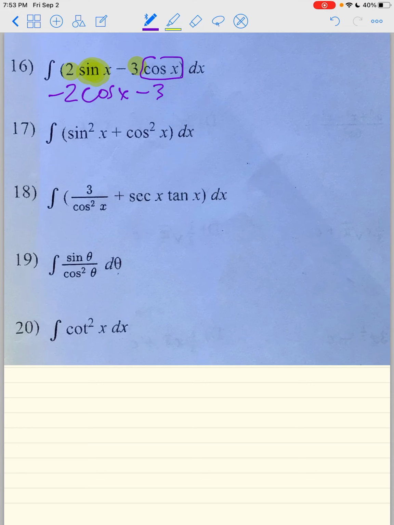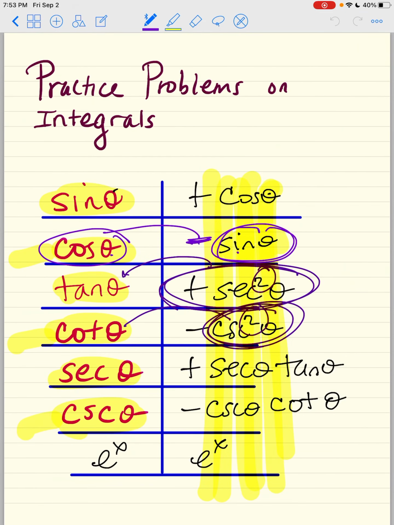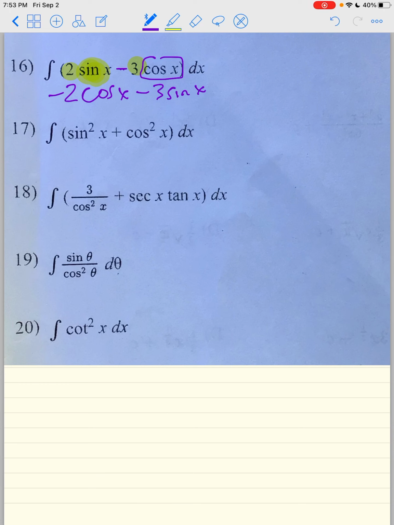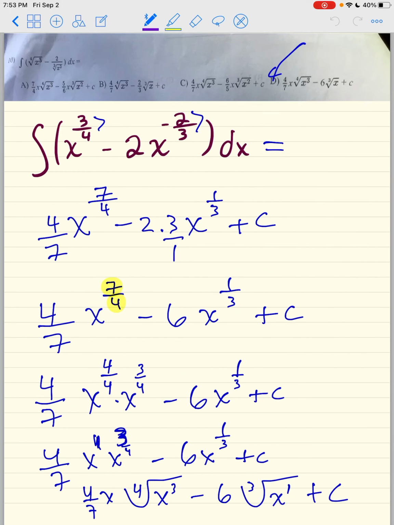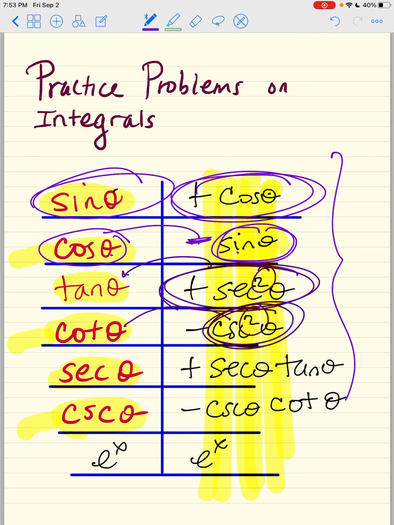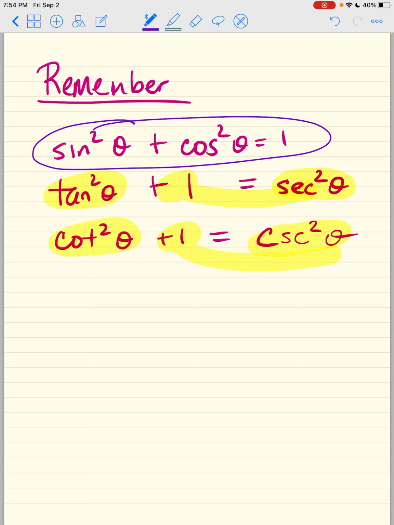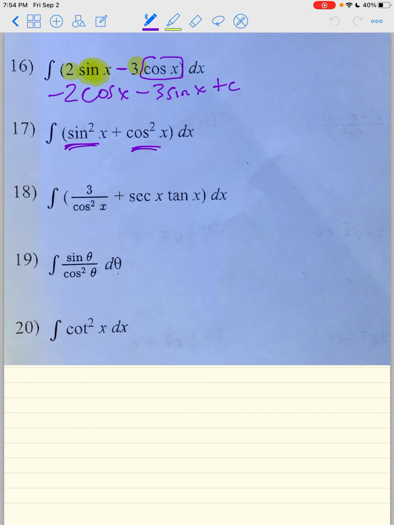And who gives you positive cosine? Don't worry about this minus. Who gives you positive cosine? Positive cosine, positive sine. That's it. Okay. What's the integral of sine squared and cosine squared? Well, sine squared and cosine squared are nowhere here. Now you go here and you say, oh, that's an identity. It's just 1. So first thing I'm going to do is exchange it for 1. That's not your answer. You have not integrated yet. You just replaced it. Now your answer is going to be x plus c.